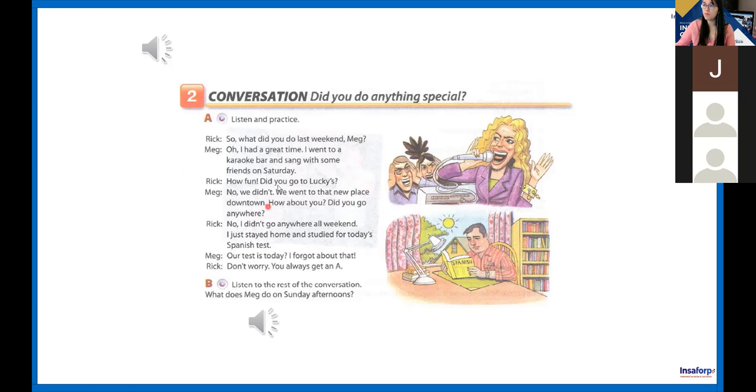So maybe vamos a ver la pronunciación también en esta lección cuando hablamos del pasado, right? Por ejemplo, cuando tenemos el pasado en stayed, studied, si tenemos que hacer énfasis en el sonido que vamos a ver en esta lección también. Okay, I don't know if you have questions about a word, guys, alguna palabra, any word that maybe you don't know. Is there any word?